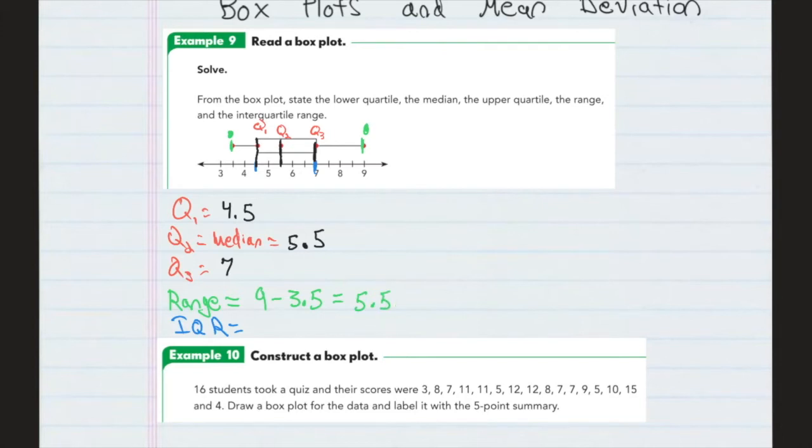And the interquartile range, that's when you take Q3, which is 7, and you subtract Q1, which is 4.5. So you have 7 minus 4.5, which is then 2.5. And those are the 5 numbers that they're asking for. So that's it for that example.